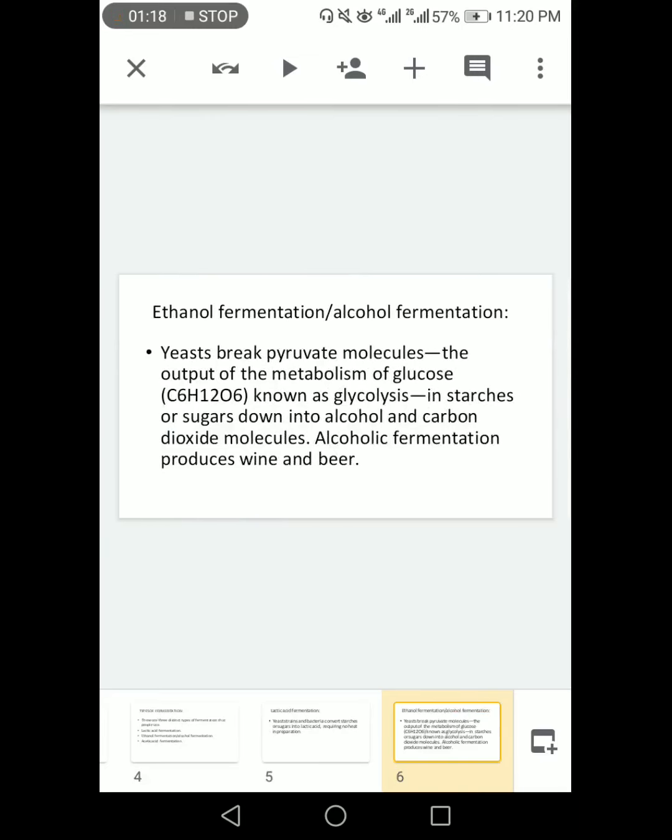Ethanol fermentation or alcohol fermentation. Yeast break down the output of the metabolism of glucose, C6H12O6, known as glycolysis, in starch or sugars down into alcohol and carbon dioxide molecules. Alcohol fermentation produces wine and beer.